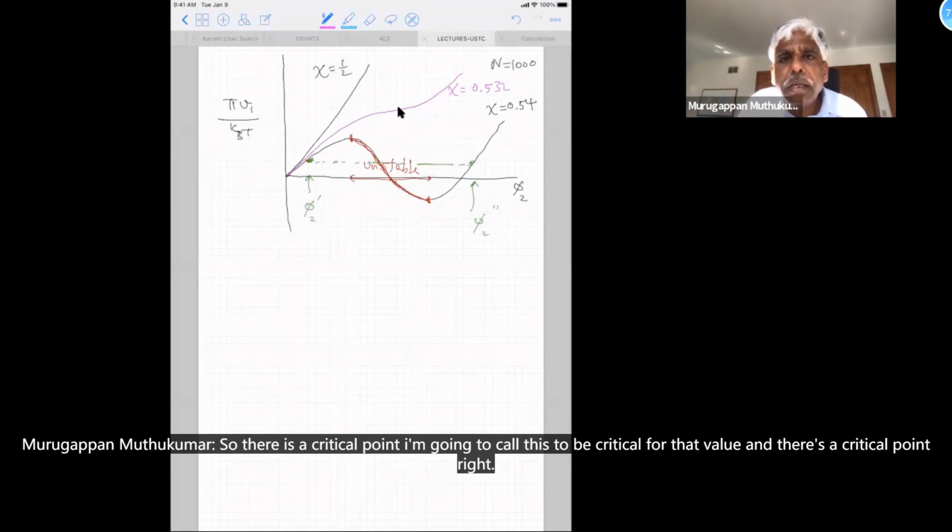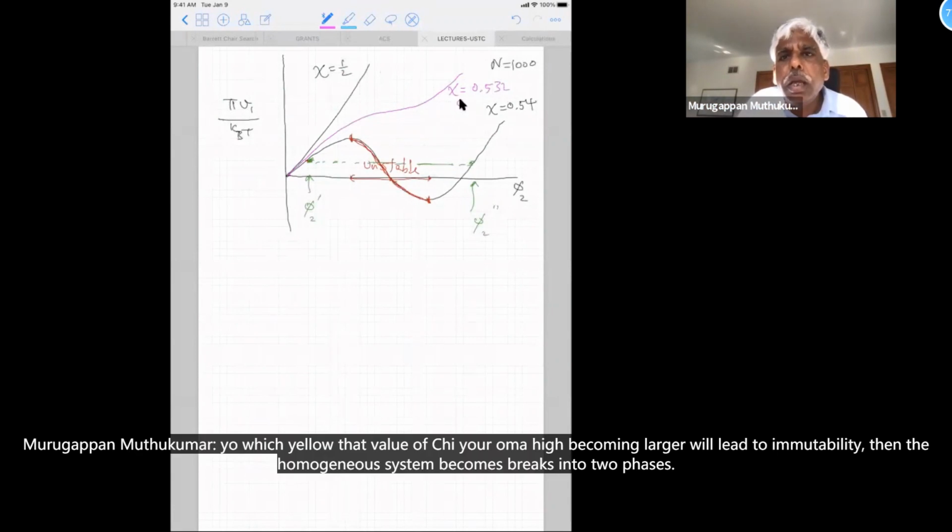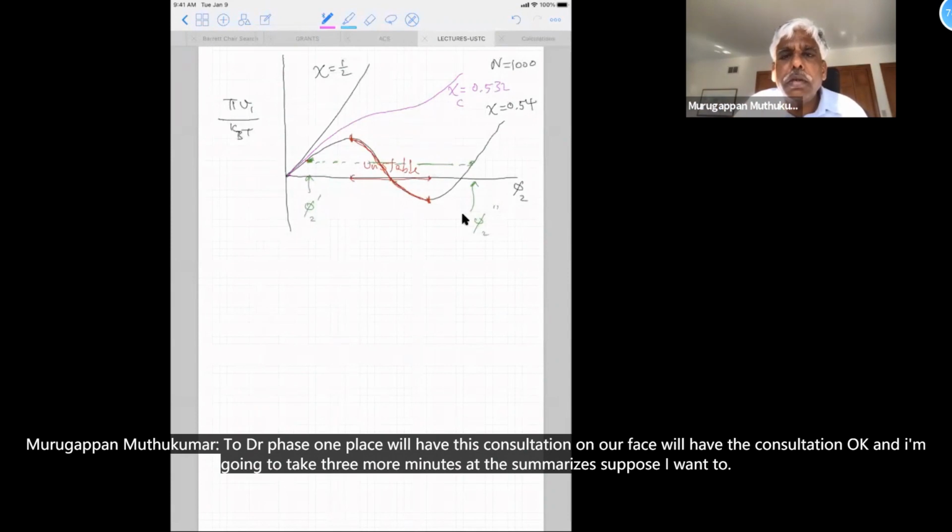So there is a critical point. I'm going to call this the critical point for that value of N. Above that value of chi, you remember, chi becoming larger will lead to immiscibility. Then the homogeneous system breaks into two phases, two daughter phases. One phase will have this concentration, another phase will have this concentration. I'm going to take 3 more minutes to summarize this.